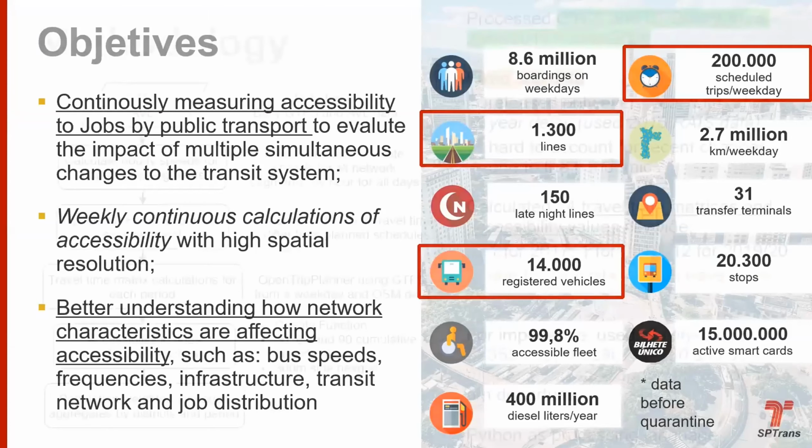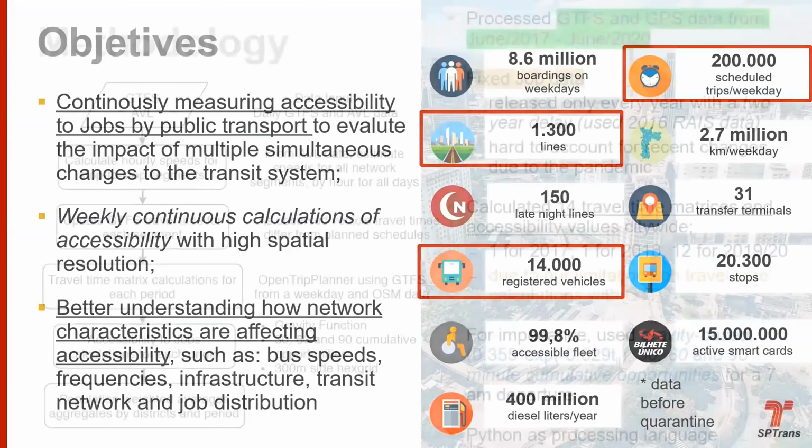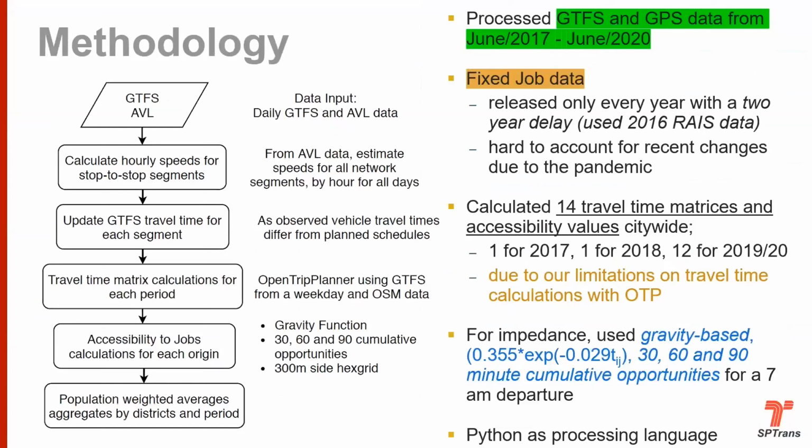The methodology starts with data input from daily GTFS and AVL data. We then process this data to calculate hourly speed profiles for every stop-to-stop segment in the network. We use this new processed speed dataset to update GTFS travel time for each segment. With the updated GTFS, we process travel time matrix calculations for each period using OpenTripPlanner.